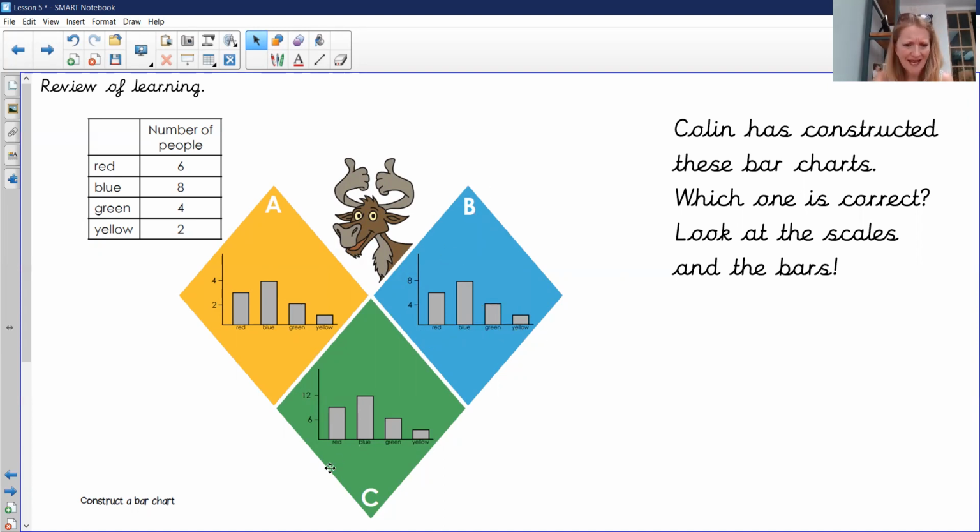Let's just check on C. A very different scale again here. So it's going up in 6s, 6, 12. And red is already not showing 6. So it definitely couldn't be C. So well done if you said B.